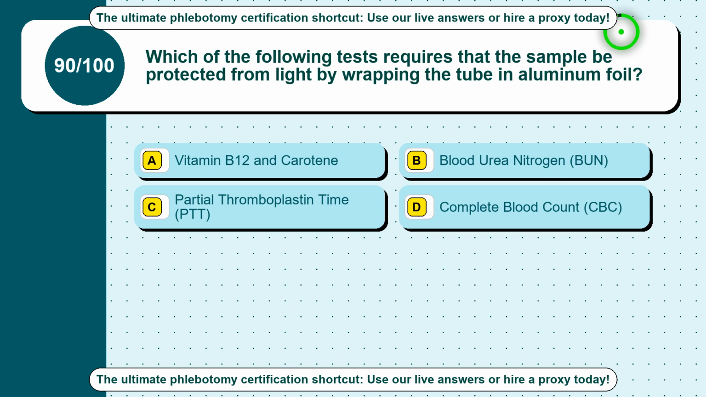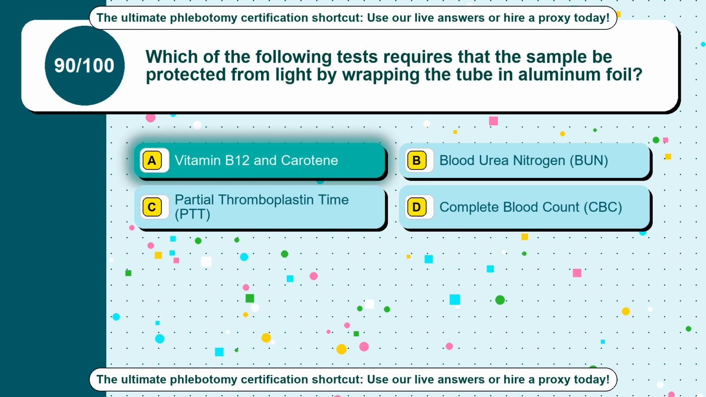Question 90. Which of the following tests requires that the sample be protected from light by wrapping the tube in aluminum foil? Option A, vitamin B12 and carotene. Option B, blood urea nitrogen, BUN. Option C, partial thromboplastin time, PTT. Option D, complete blood count, CBC. The correct answer is option A, vitamin B12 and carotene.